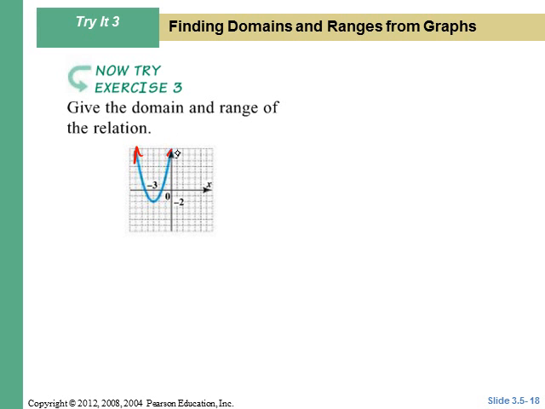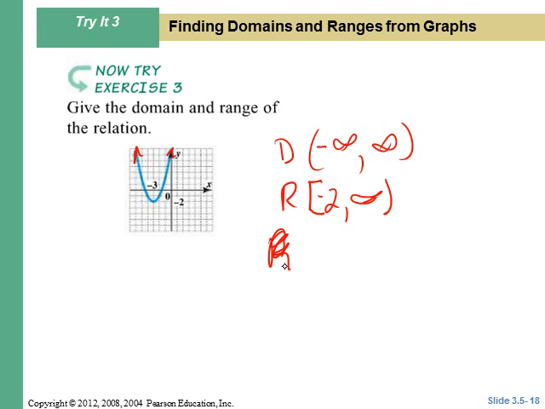Notice the domain has arrows, so it goes all the way to the left and all the way to the right. The range is from -2 to infinity and beyond. And it is a function, because by the vertical line test, you would cross it only one time. Try this one.